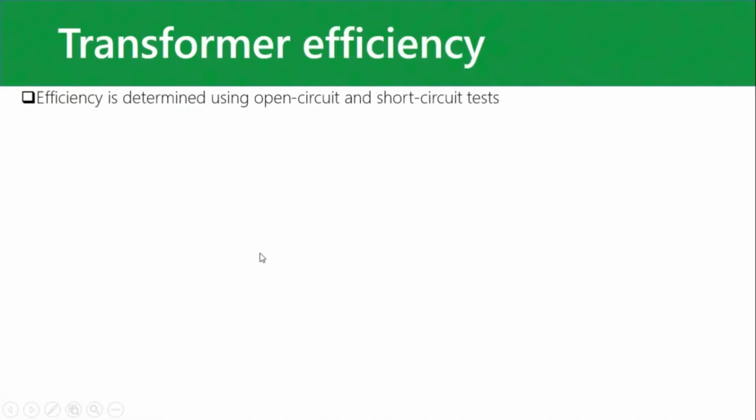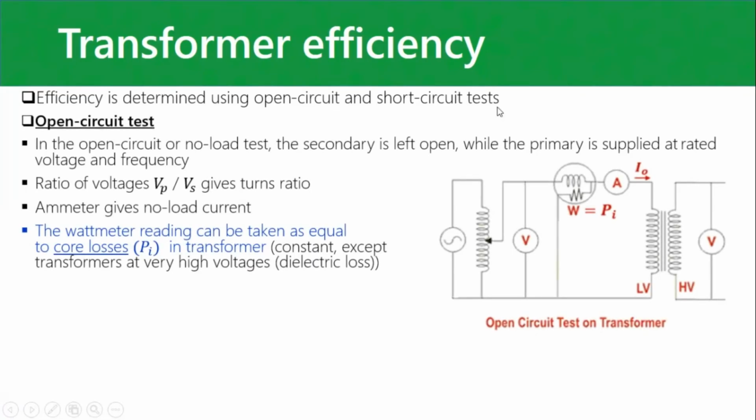The efficiency is determined using open circuit and short circuit tests. Now in 5, you won't have to do big calculations on these. And in 6, you do much more testing calculations. But you need to know on this that there's an open circuit test. You need to know what it is. So in other words, you've got a setup here for the open circuit test.